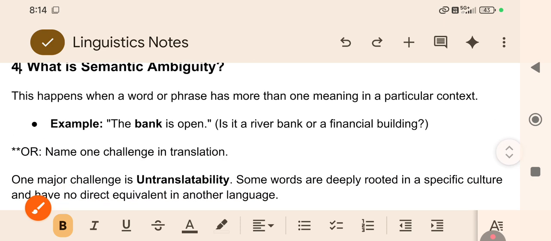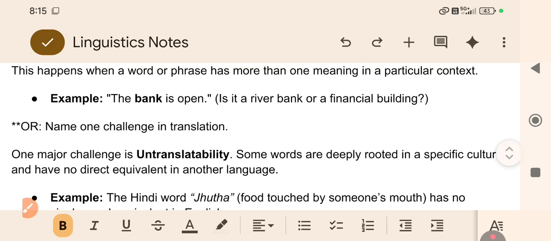Now next is semantic ambiguity. There are a number of ambiguities. Syntactic ambiguity is ambiguity because of structure. When there is a problem in sentence structure, that is called syntactic ambiguity. When there is a problem in word usage, like choice of words, that creates semantic ambiguity, because one word changes the meaning of the whole sentence.